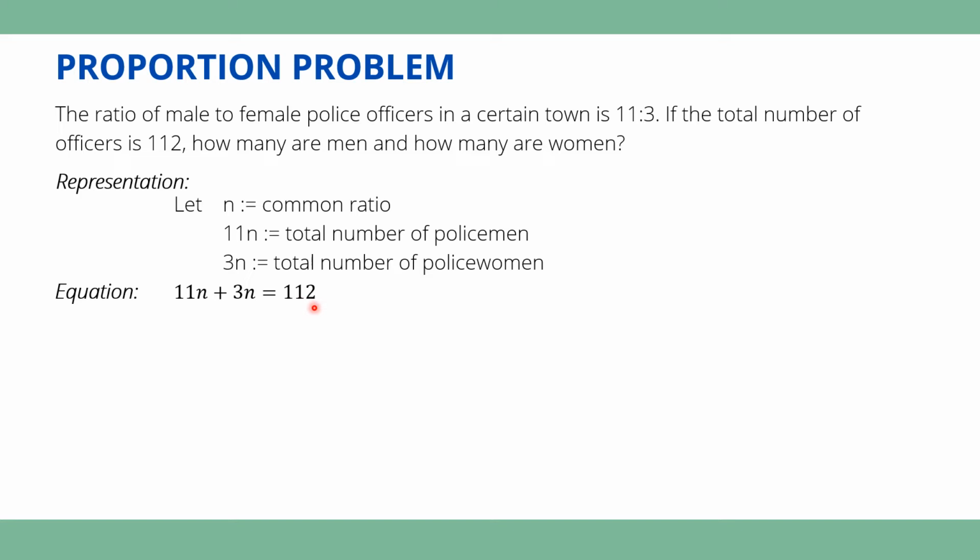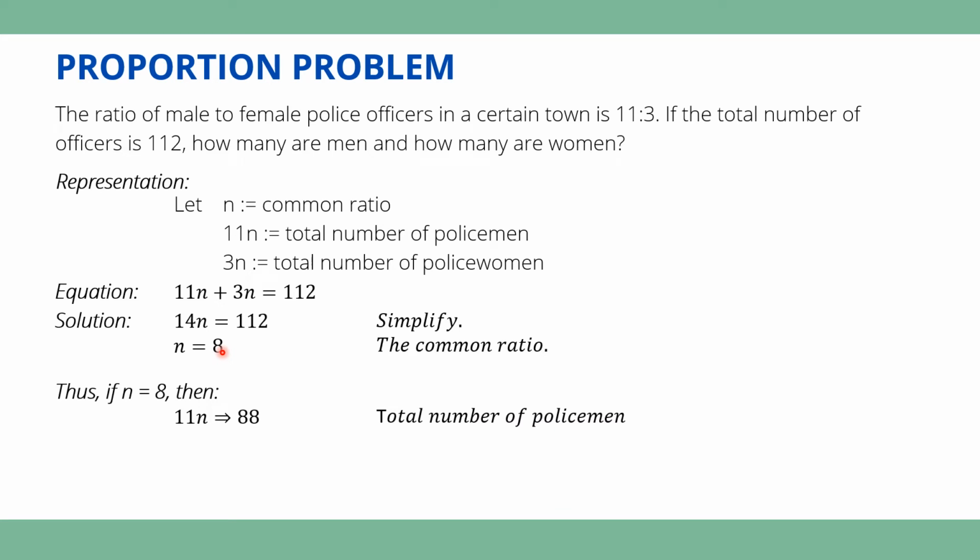Now, this time, let's solve for n. We solve it by combining 11n plus 3n. We will have 14n equal to 112. Then dividing both sides by 14, you will have 8 as the common ratio. That is just the n value, okay? So for you to get the total number of policemen and policewomen, we need to substitute and go back to our representations. We have 11n for the total number of policemen and 3n for the total number of policewomen.